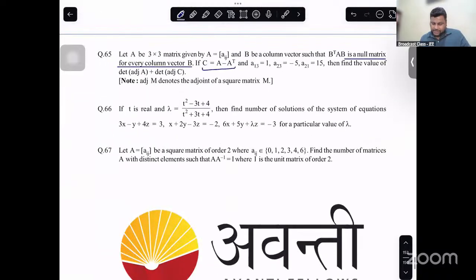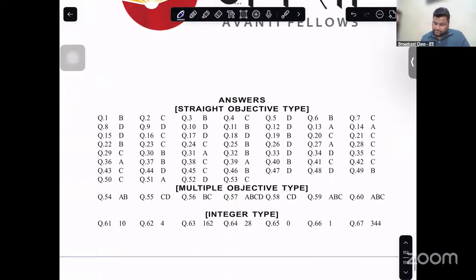Lambda is (t square minus 3t plus 4) upon (t square plus 3t plus 4). So first of all, let us find out for real t what can be the values of lambda.